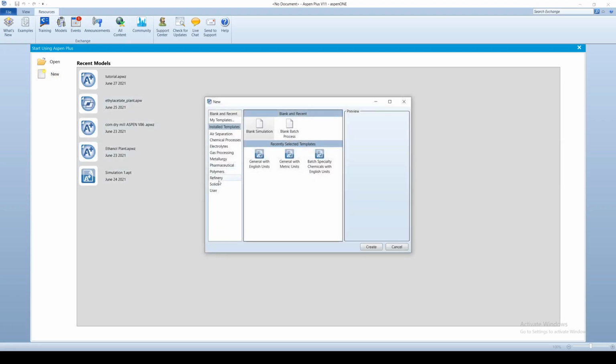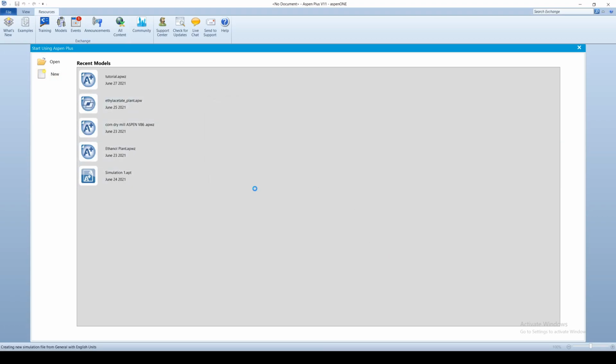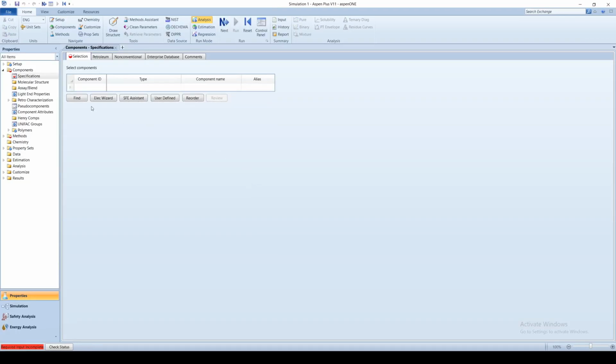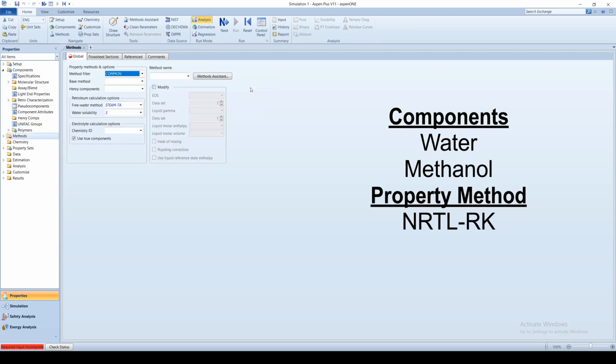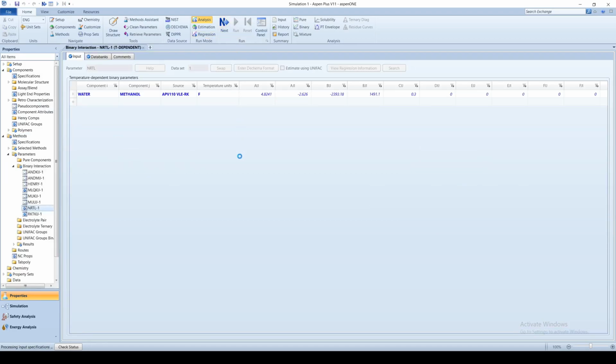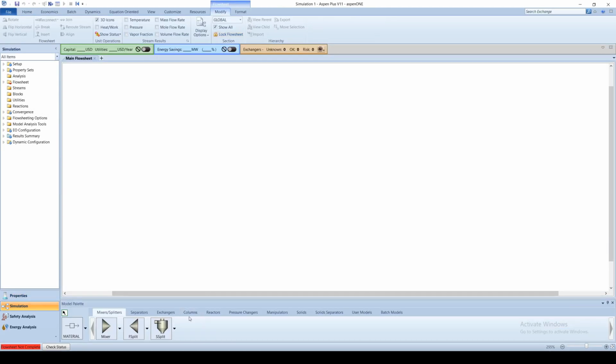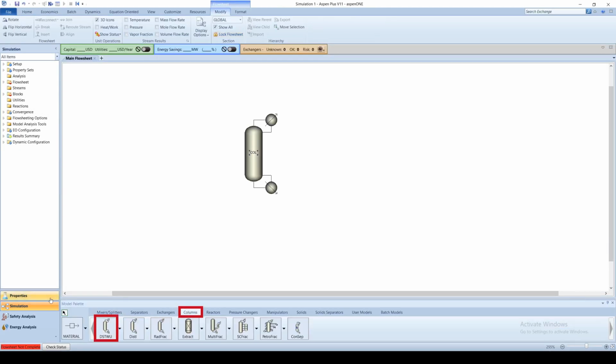To begin, open a new simulation with English units. Input the components water and methanol. Choose NRTL-RK as your property method. Run the property analysis and proceed to the simulation environment. Create a DSTWU model and label the unit operation in all streams appropriately.